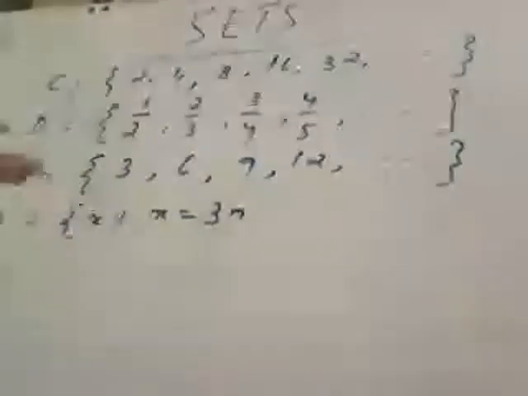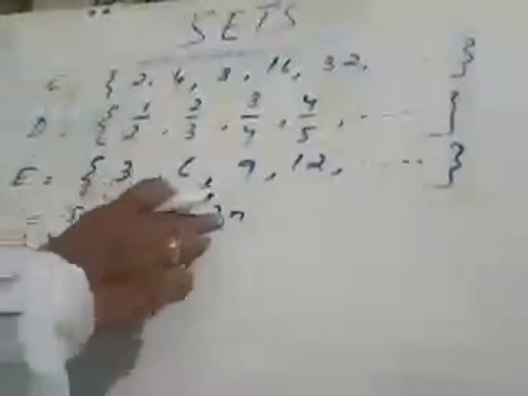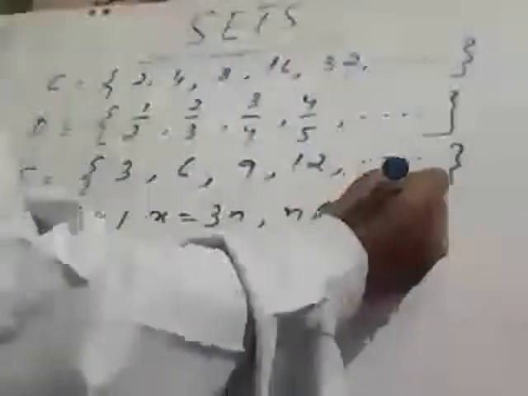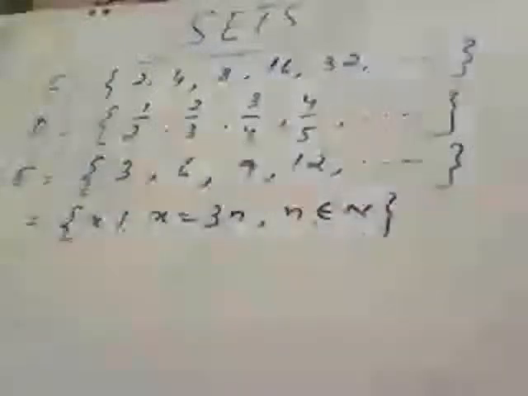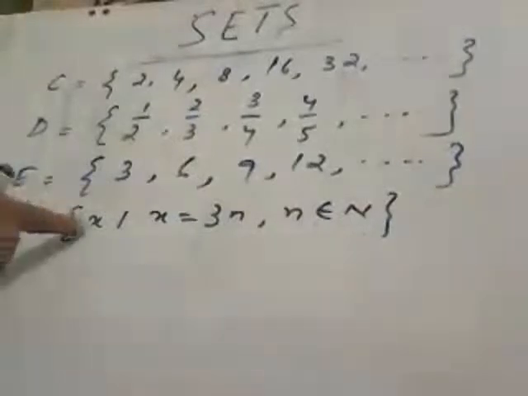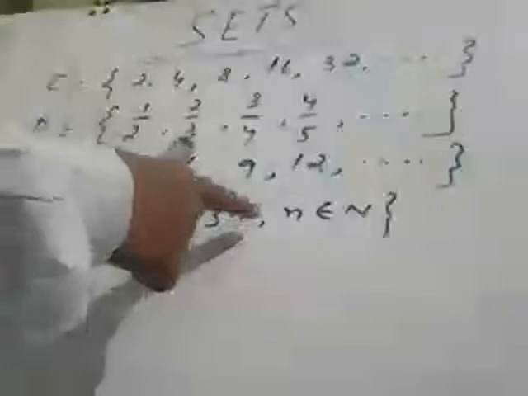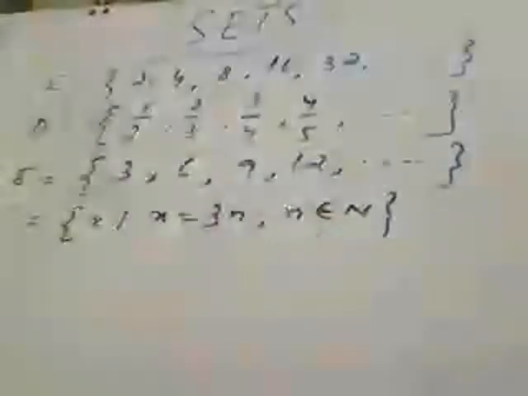See another way. X such that X equal to 3n, n belongs to capital N. There is no restriction. It contains infinitely many elements. X such that X equal to 3n, n belongs to N. This is the roster form.